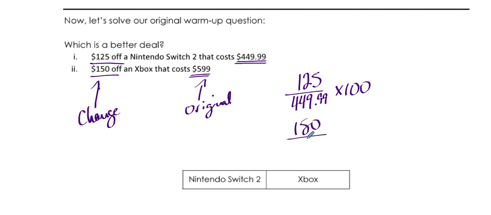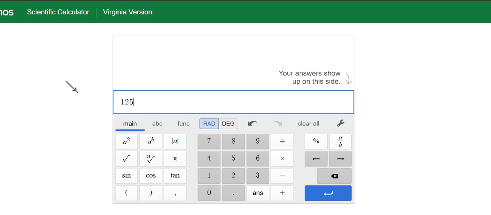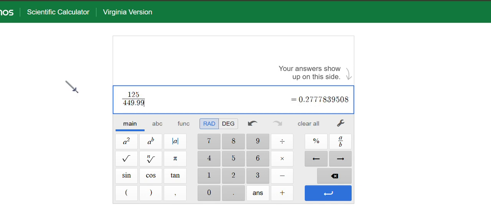Same thing for that second one. 150 divided by 599 times 100. We're just going to compare those two percentages. So 27.7, really 27.8, that's going to round up, versus pretty much exactly 25.